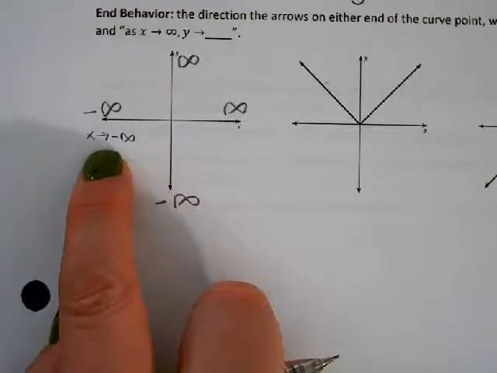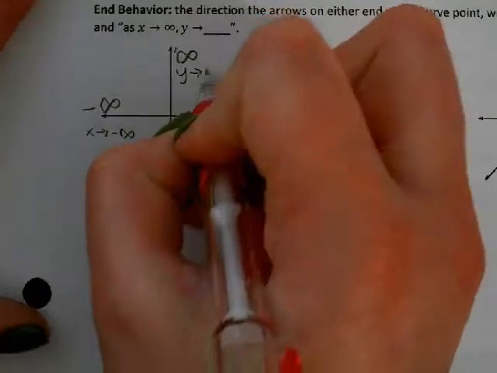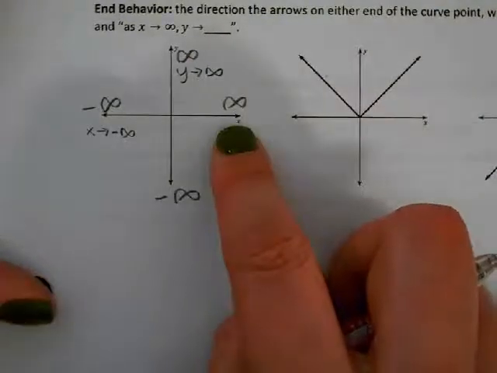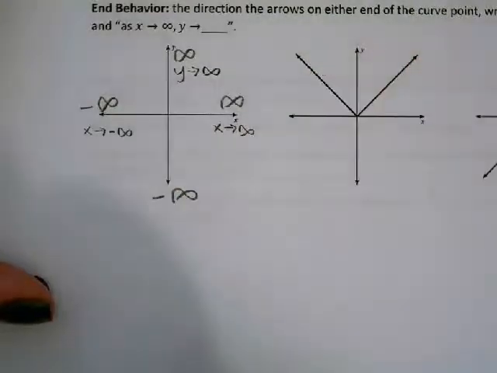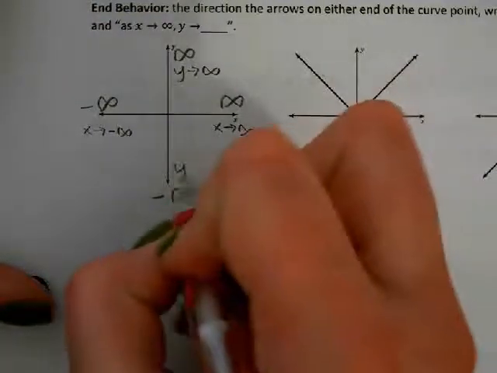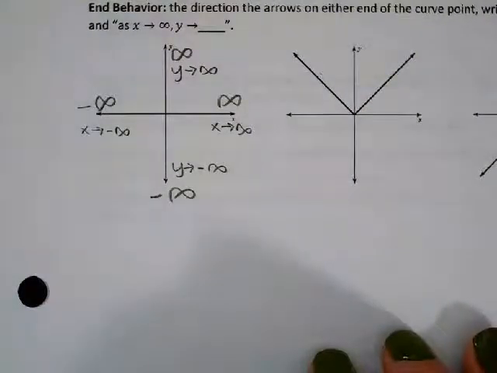An up arrow would be y goes to positive infinity. That's what an up arrow is. That's how you write it symbolically. A right arrow would be x goes to positive infinity. And then what do you guys think a down arrow is? Y goes to negative infinity. So all arrows do two things. They either go left or right, and they either go up or down. So we always describe them doing both things, okay?